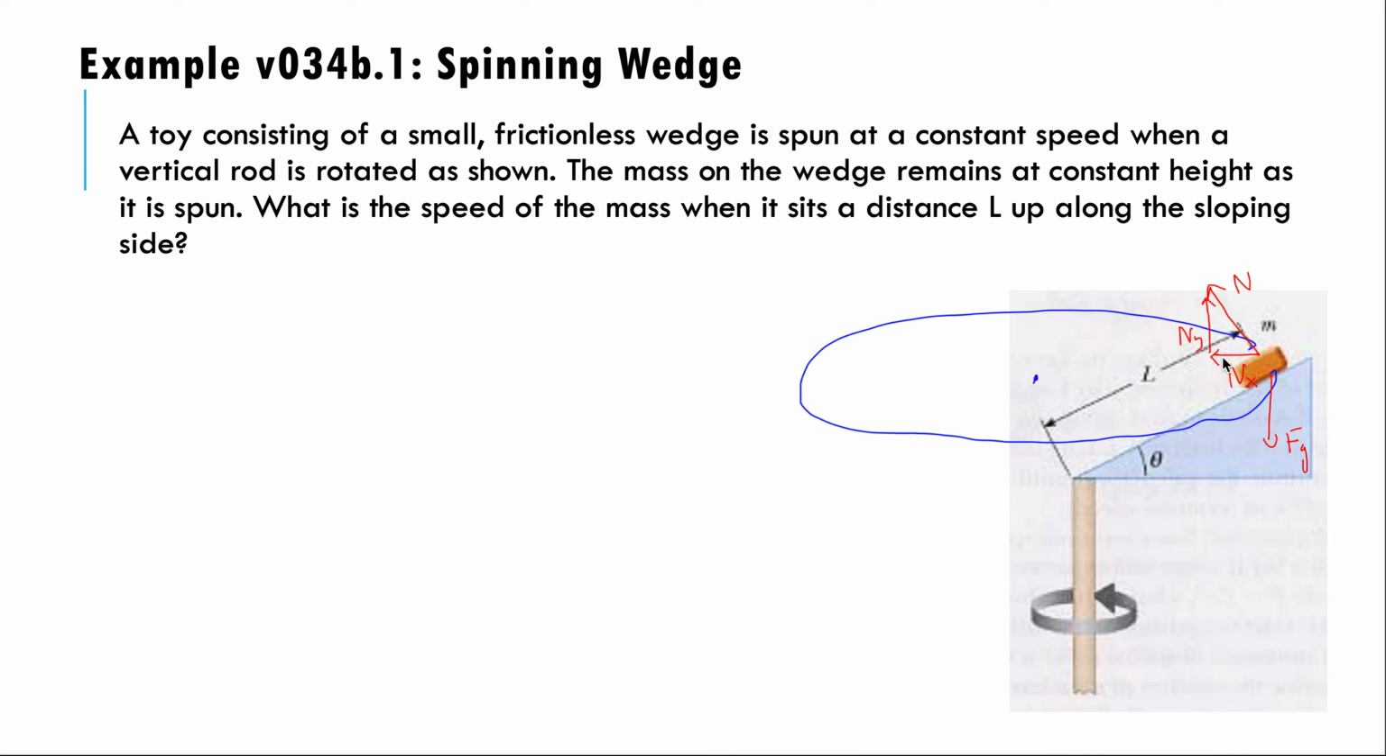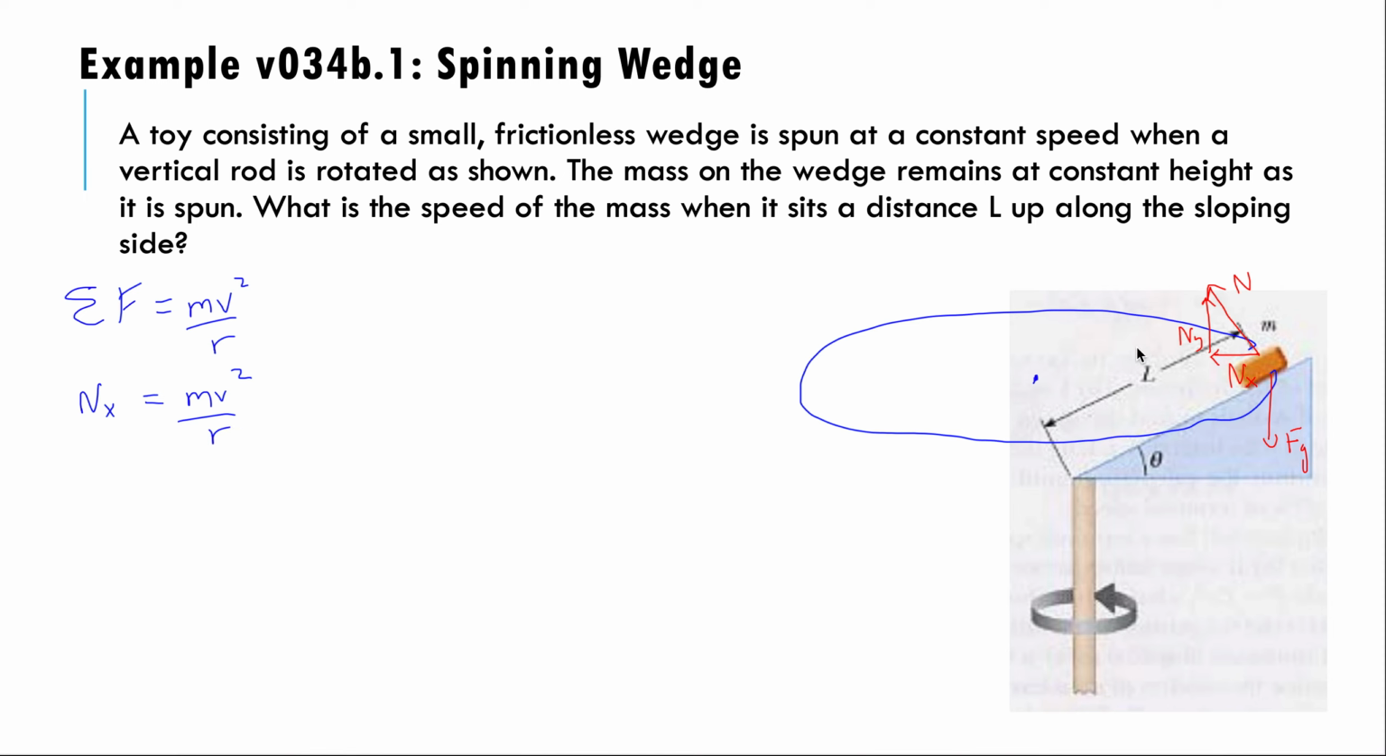Now we can see that nx points towards the center of the circle, and that is the force that is causing the circular motion. Let's go ahead and set up our equation for circular motion. The sum of the forces equals mv squared over r. We have only identified one force that is pointing towards the center of the circle. That is nx. So nx is going to equal mv squared over r.